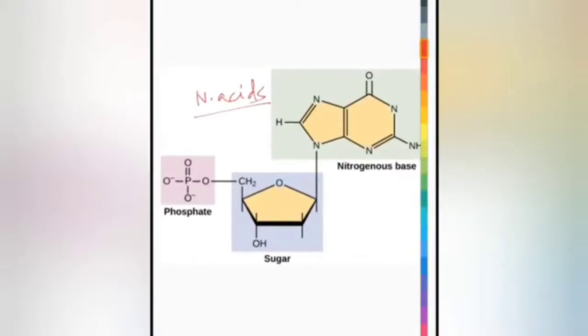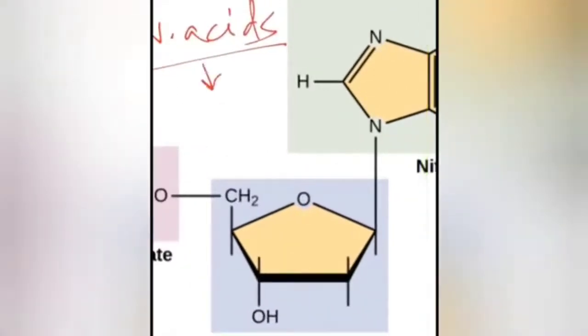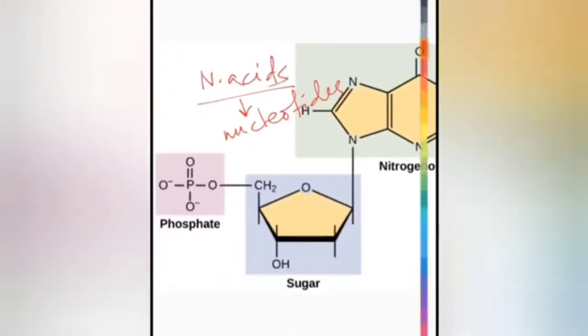Fine. Now nucleic acid, the pictures that you can see here are the components of nucleic acid. Means these are the components that make up a nucleic acid. So not exactly nucleic acids. I would like to say that nucleic acids are made up of many nucleotides. So many nucleotides make up a nucleic acid.